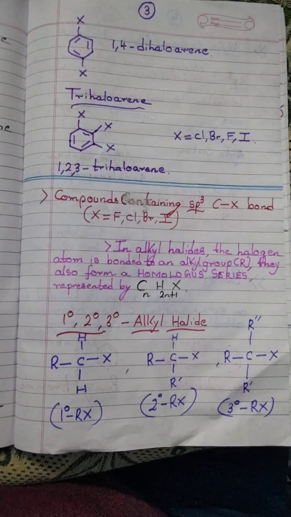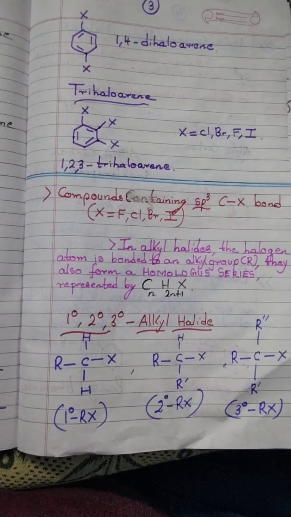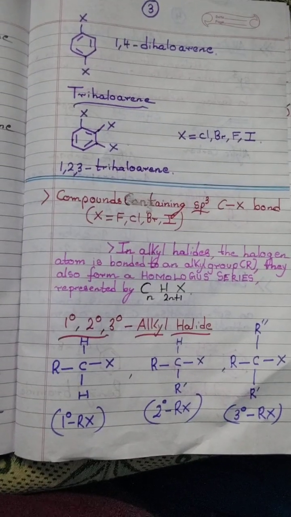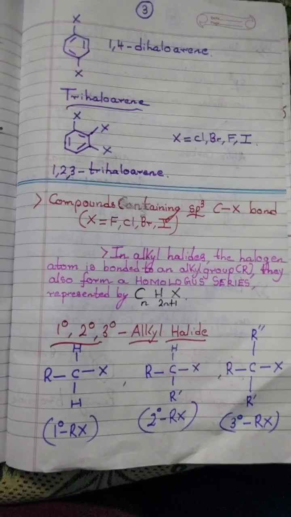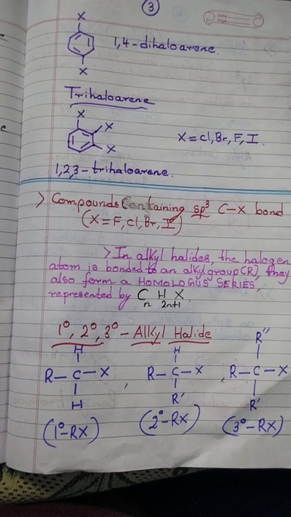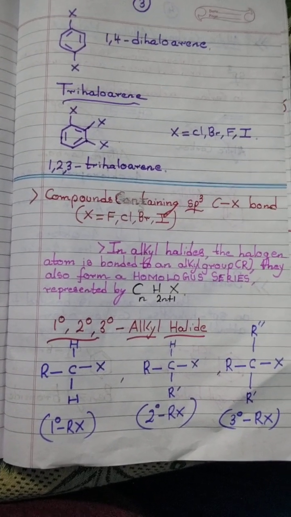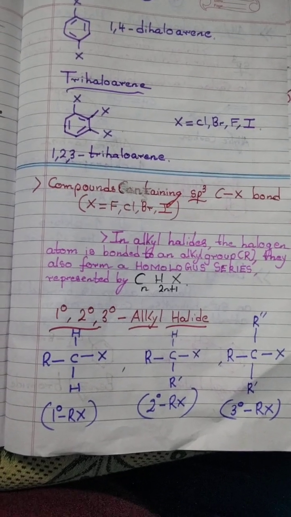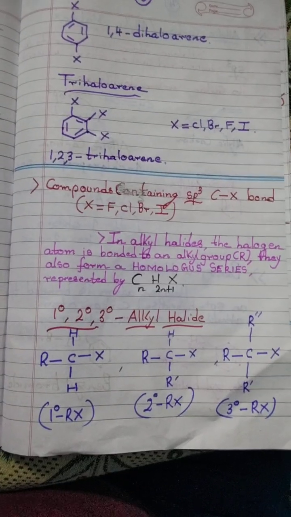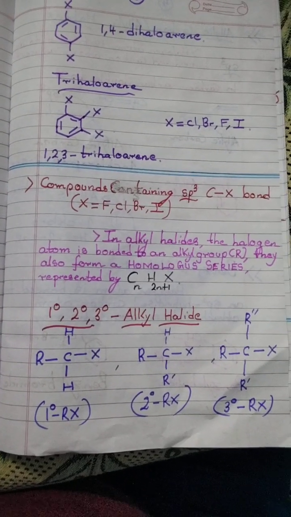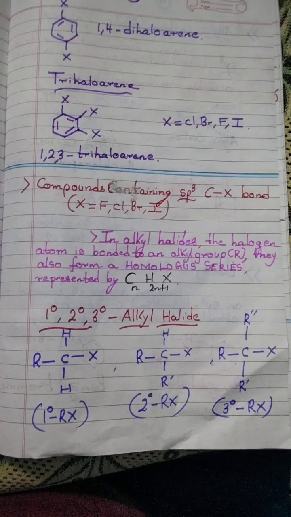Now we look into some more examples. If the halogen atoms are bonded to positions 1 and 4, it is 1,4-dihaloarene. That is, if it is Br, bromine, 1,4-dibromobenzene. Similarly, the next case, trihaloarene, 1,2,3-trihaloarene, where X can be Cl or Br or F or I.